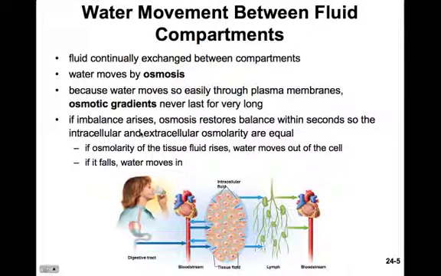Water is going to move between compartments, primarily driven by osmosis. As an electrolyte moves, water follows. Any imbalance that arises is going to be taken care of within seconds by these osmotic mechanisms. If osmolarity in one tissue rises, water is going to move out of the cells. And if it falls, water will move in. So as you can see, between all these different systems, we have a backwards and forwards flow of water.